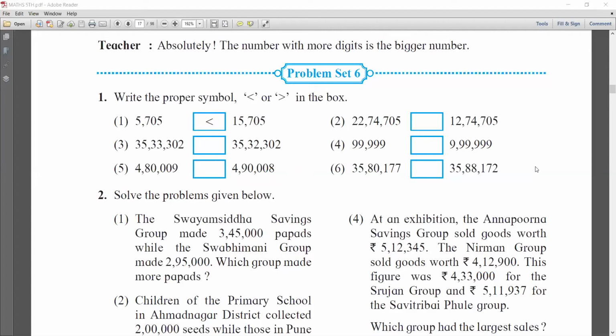Okay. Here, 5,705 is one number, and the second number is 15,705. Now students, you tell me which is the greater number, the big number: whether 5,000 is the big number or 15,000. Yes, 15,000 is the big number. So here we have to use the greater than symbol. Which number is greater, that you have to use. Now the second one.